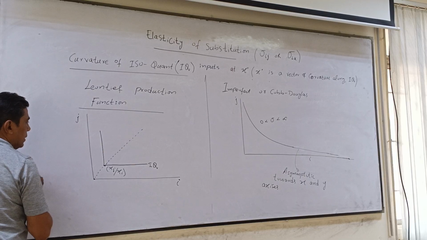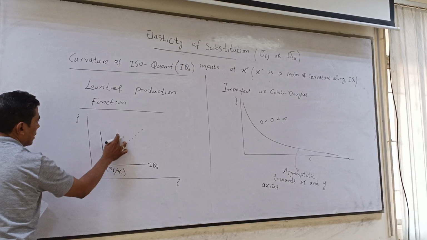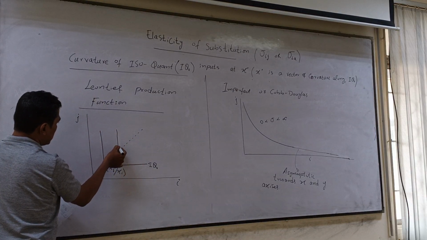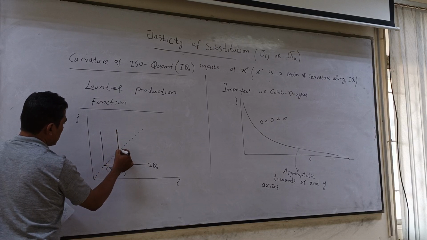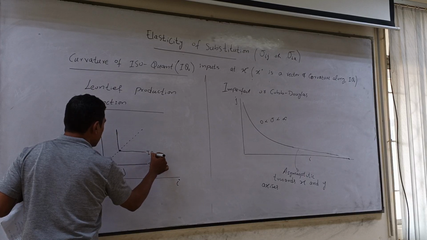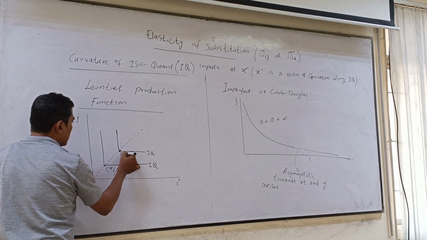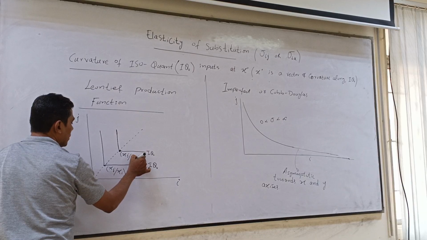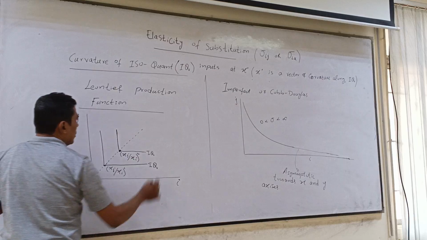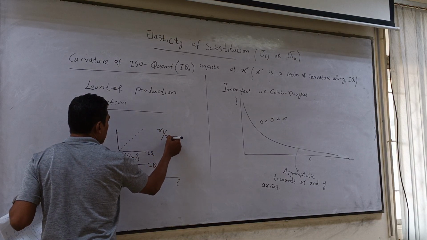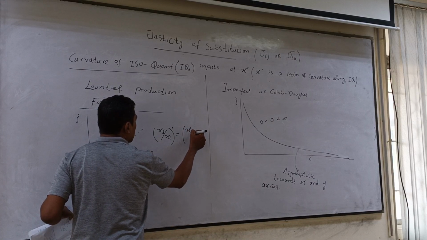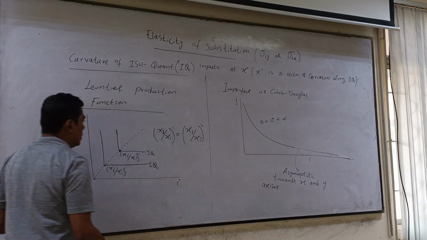Clear? So what happened? It is another isoquant. This is another isoquant again. So Xj over Xi for 1 is equal to Xj over Xi for 2. Am I right?